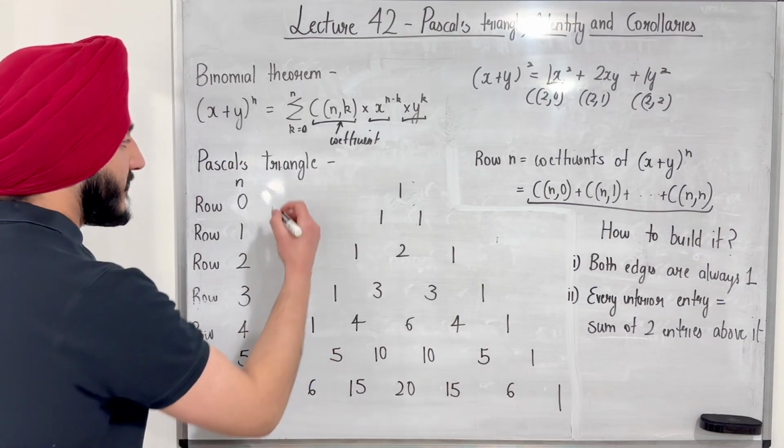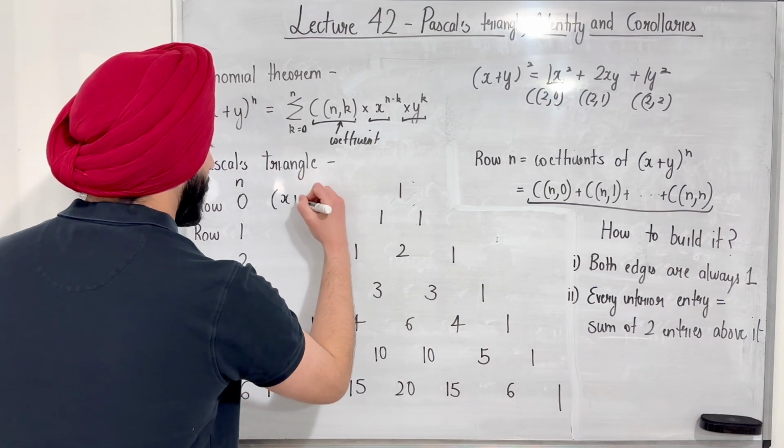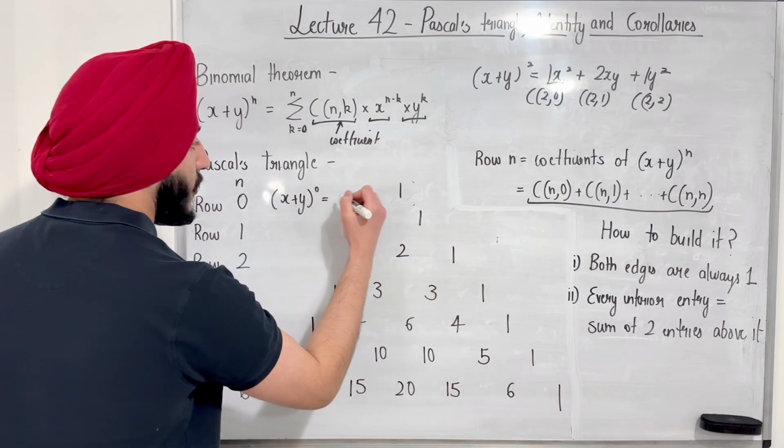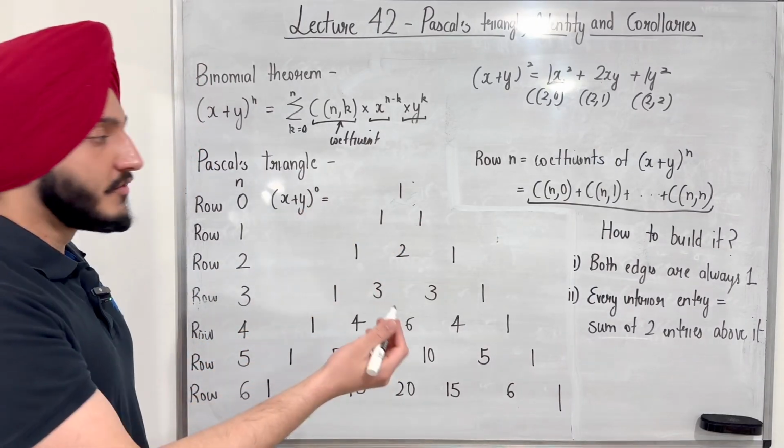Just to give you guys a quick example, think about row 0. x plus y to the power of 0 would be 1, because anything to the power of 0 is 1.